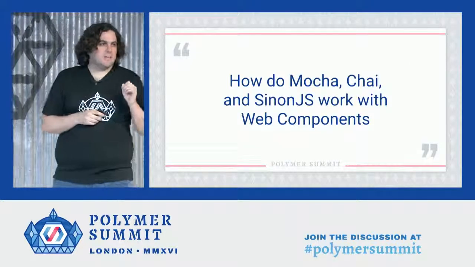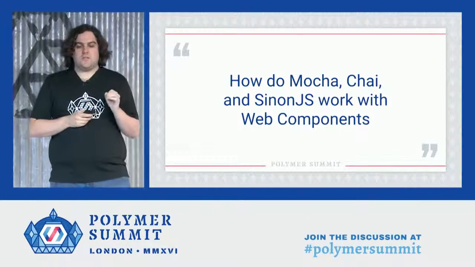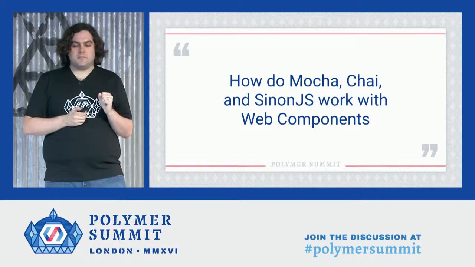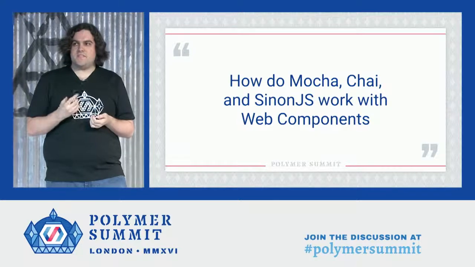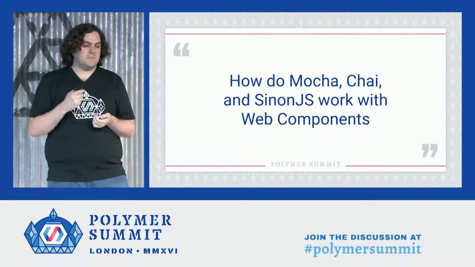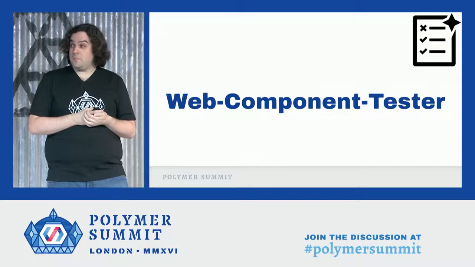This combination works well for thousands of projects in the web ecosystem, and we on the Polymer team like them as well. But we were faced with a question. How do we make Mocha, Chai, and Sinon.js work the best with web components and Polymer? We tried a number of tools out there, but in the end, we decided that we really needed to make our own. And we did just that and made Web Component Tester, or WCT for short. Now, we had a few requirements for WCT that no other tool really seemed to give us.